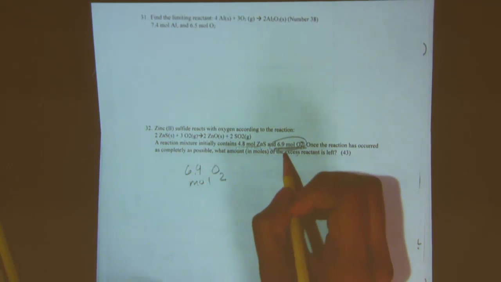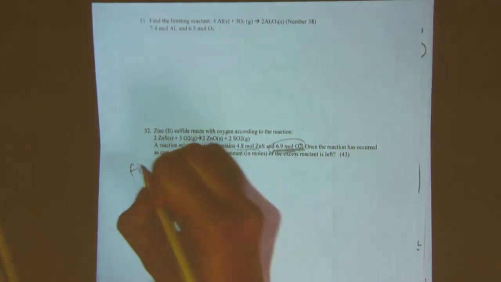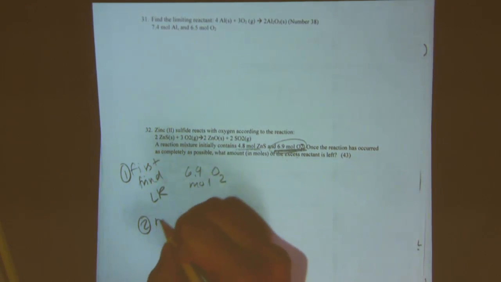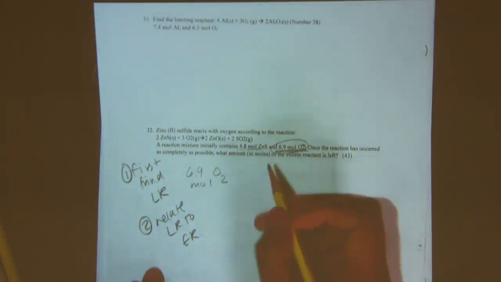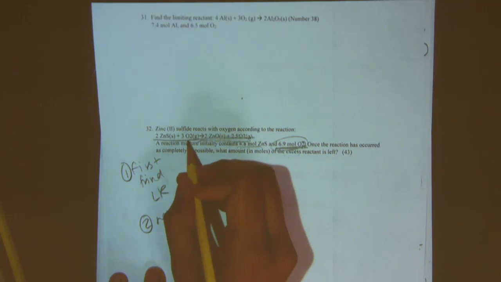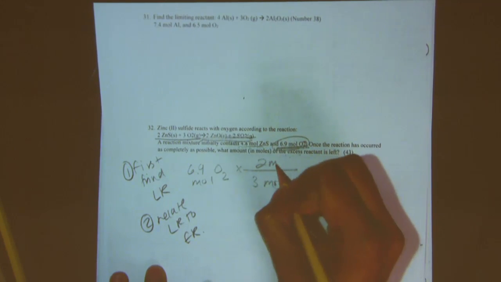So when you want to find your excess reactant, you relate everything to the limiting reactant, because the limiting reactant affects the whole thing. It determines how much excess reactant you have, how much product you have, and so on and so forth, right? So first find LR, and then relate LR to ER, excess reactant. You use this equation right here to relate zinc S to O2, right? So there's 3 moles of O2 to every 2 moles of zinc S.